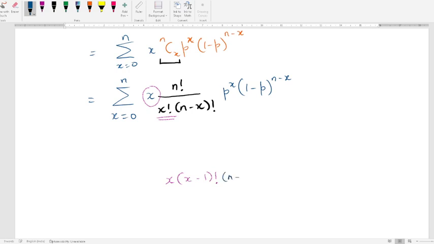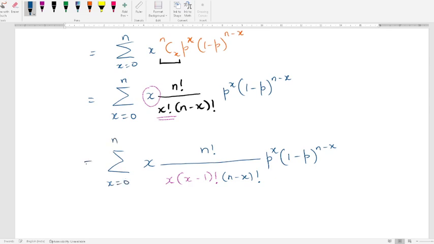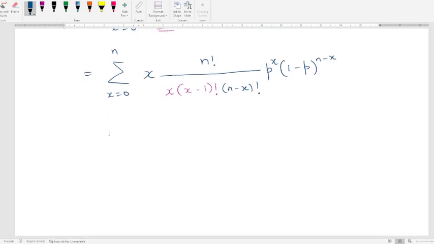We have got n minus x whole factorial in the denominator. In the numerator, we have got n factorial, right? The x is sitting out there, and then p to the power x and at last 1 minus p whole to the power n minus x. And then this is the xth term again. So summation x is equal to 0 to n, right? Okay, so this is our new expression for the mean.